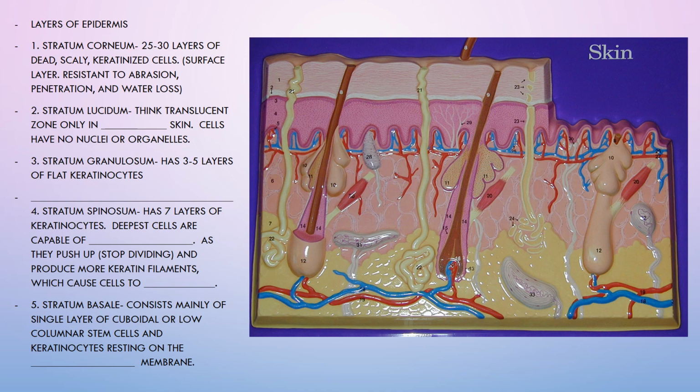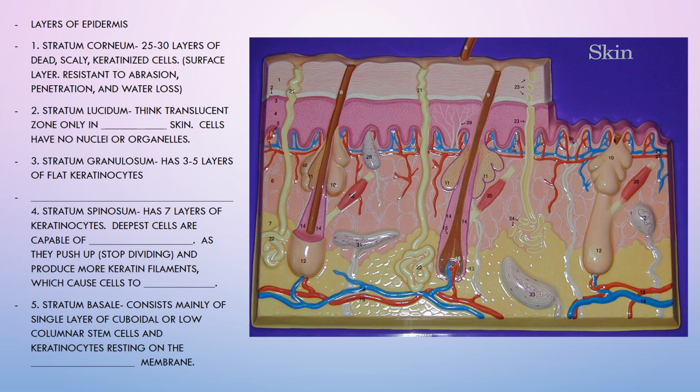As those begin to push up, they're going to stop dividing, so they're no longer able to do mitosis. They're going to end up producing more of those keratin filaments. And what do those keratin filaments cause the cell to do? They cause it to become flat, and eventually it's going to become hard. All right, so it's going to allow the cell to become flat.